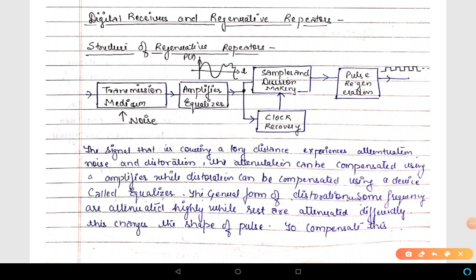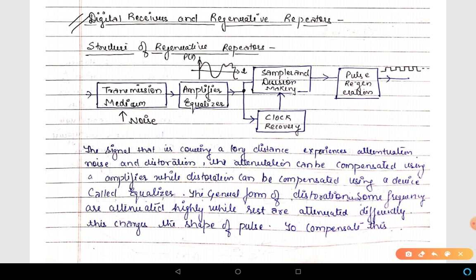So now we'll discuss another topic, which is digital receiver and regenerative repeater. So what is the difference between receiver and regenerative repeater? The major difference is that receiver is basically a regenerative repeater, but it is used at the end user side. It won't send something back to someone else.